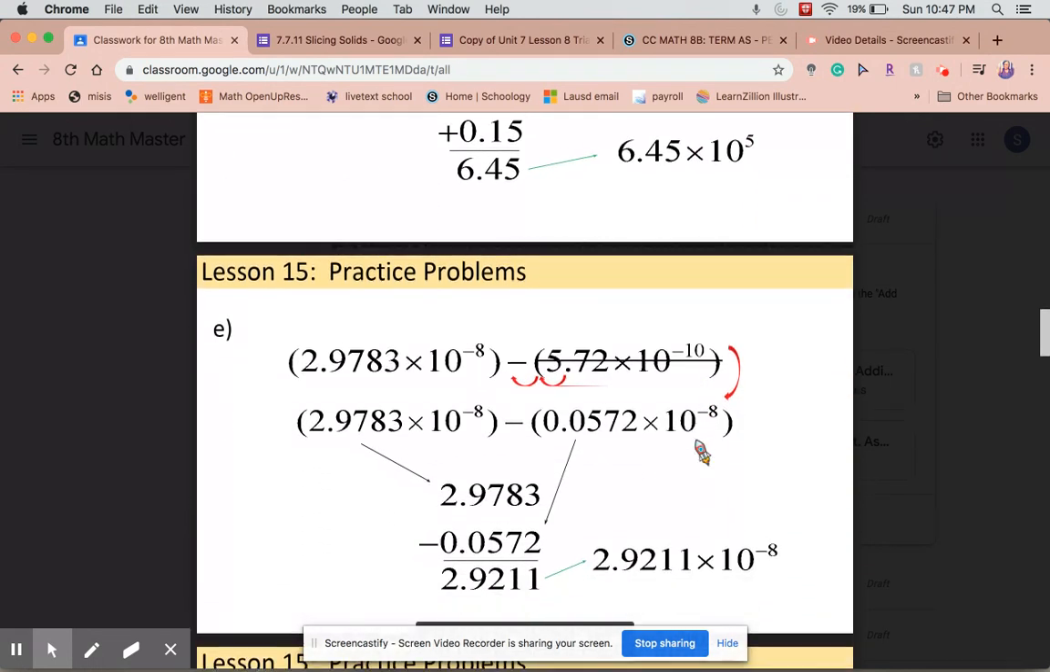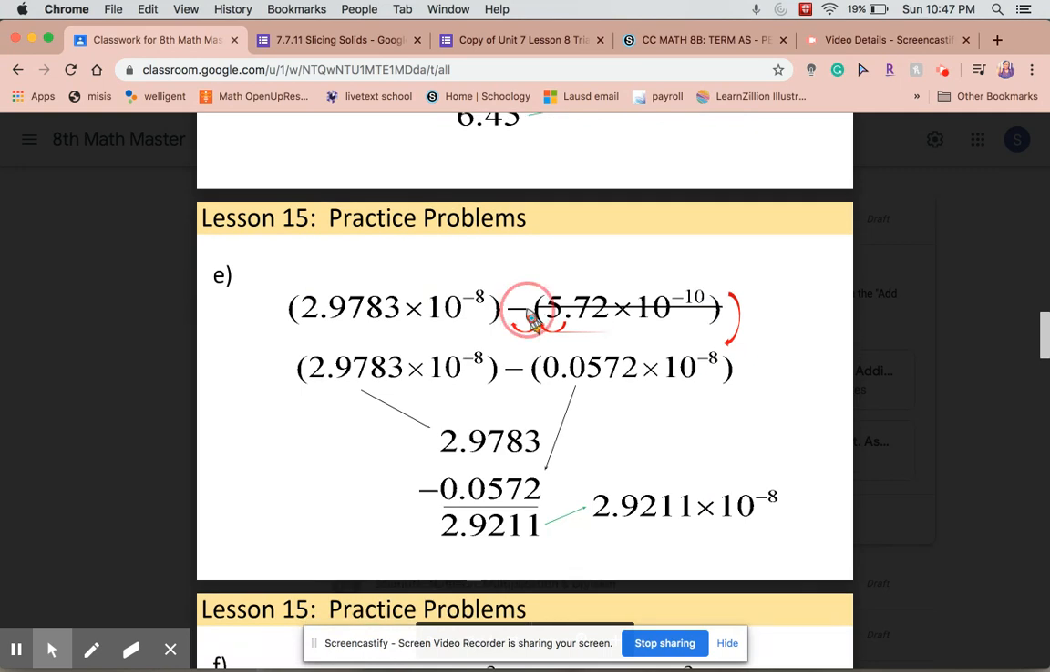Simple. Here's another example. I'm subtracting. Are my exponents the same? No. Okay, I'm going to go ahead and decrease this one to negative 8 so it can match. But in order to do that, I had to move my decimal place 2 times to the left because I'm going down 2 numbers, 10, 9, 8. And then same thing, subtract the 2 numbers. You can use a calculator. Here's my answer, and I do not change my exponent.